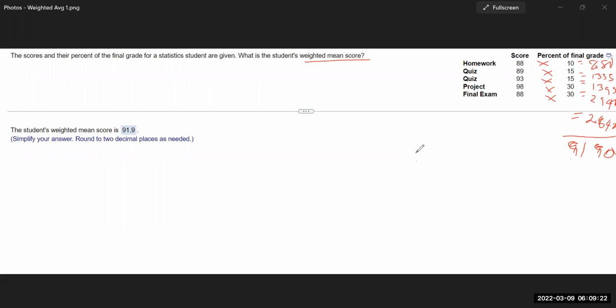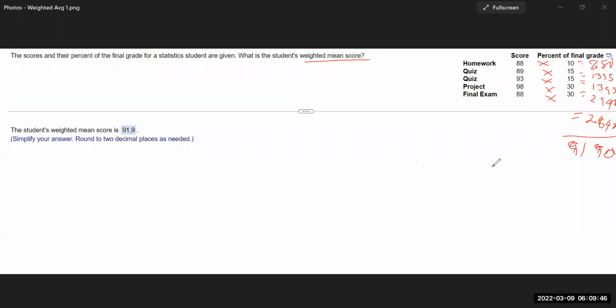Now, what is the total weight? You look for the total weight of the class, and that is what? You're going to add 10 plus 15 plus 15 plus 30 plus 30, and that gives you 100. So if you put all the individual weights together, they sum up to 100. Usually it's out of 100.